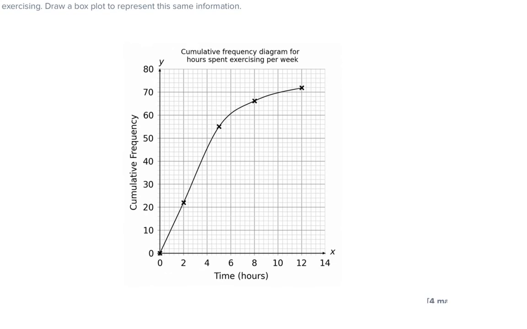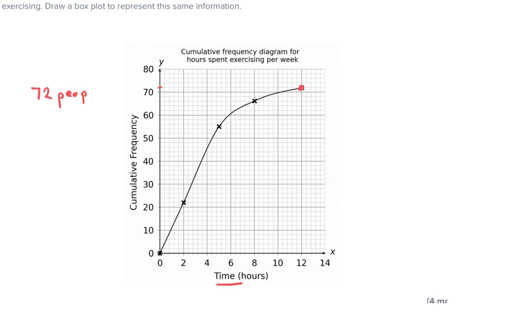So this question here shows the cumulative frequency graph showing the number of hours per week people spent exercising. So draw the box plot. There's your time on the x-axis, and the cumulative frequency is going to be the number of people. So we've got to find out how many people are in this survey. We go to the top here, and we look at what number that's going to be. Each box is worth 2, so there's 72 people.